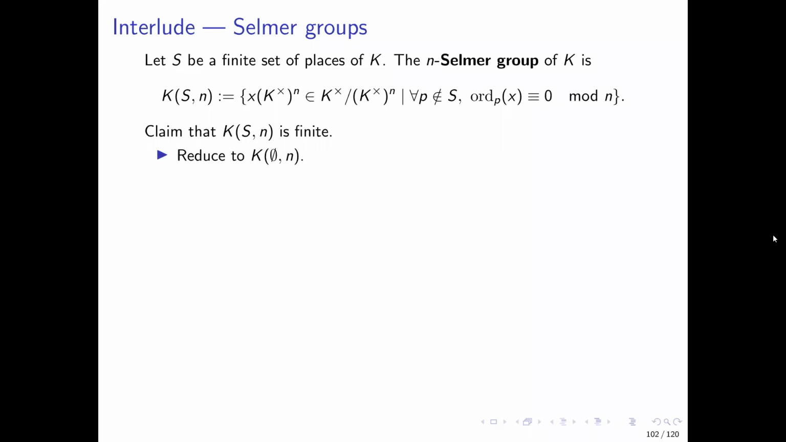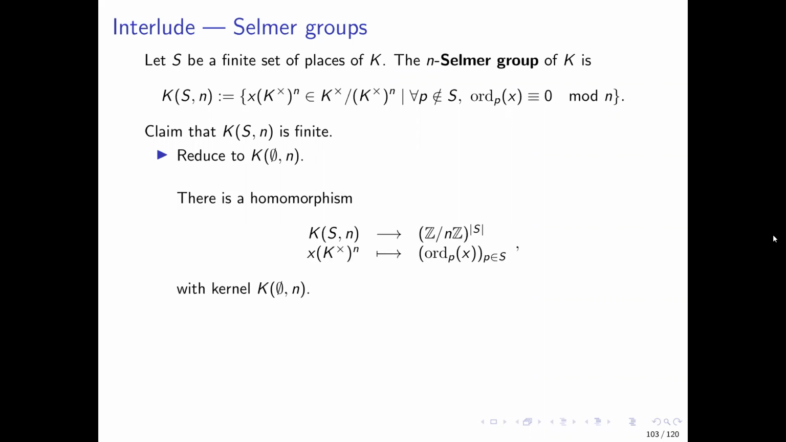So the first step is to note that K_∅^n is a subset of this thing, right? Because K_∅^n means I have more conditions. So this is saying all the P not in S, but if I let S be empty, this thing holds for all P.